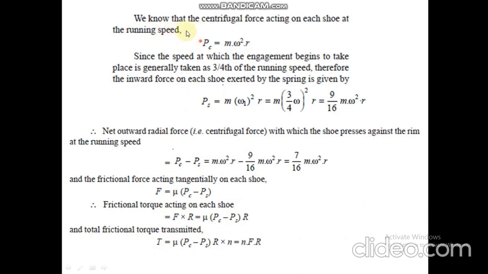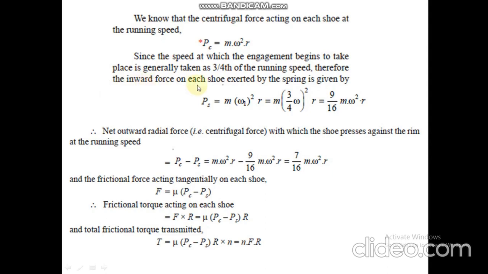So now let's balance out the forces. The centrifugal force is acting upwards, so it can be written as PC, and the formula is m omega square r. Since the speed at which the engagement begins to take place, that is omega 1, is generally taken as 3 by 4 of the running speed.